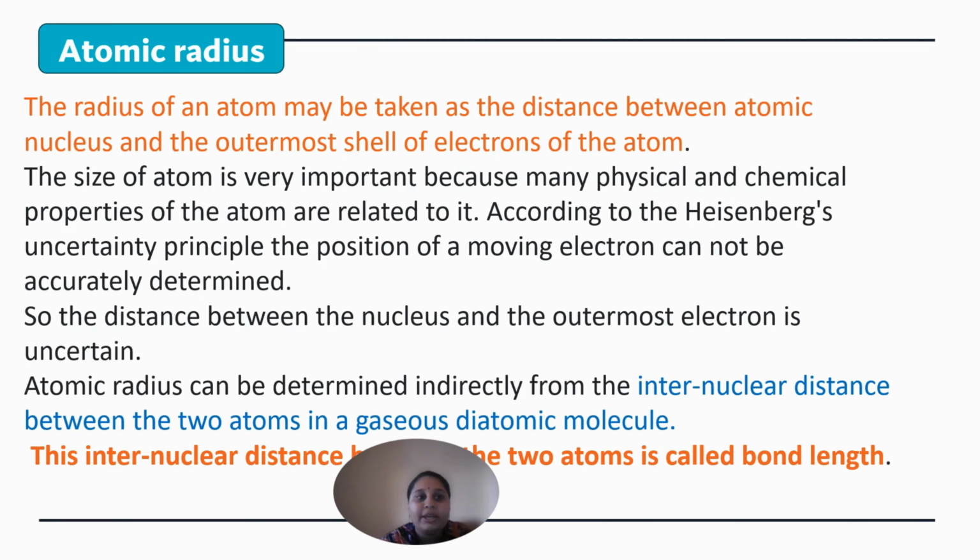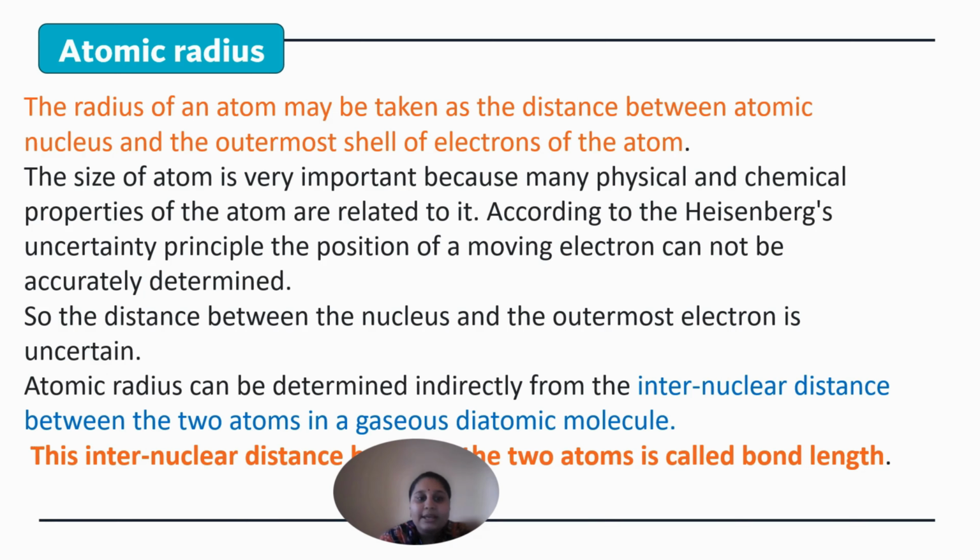The next one is atomic radius. Atomic radius is taken as the distance between the atomic nucleus and the outermost shell of electrons of an atom. The size of the atom is very important because the physical and chemical properties of an atom are related to it. According to Heisenberg's uncertainty principle, the position of a moving electron cannot be accurately determined. So, the distance between the nucleus and the outermost electron is uncertain.